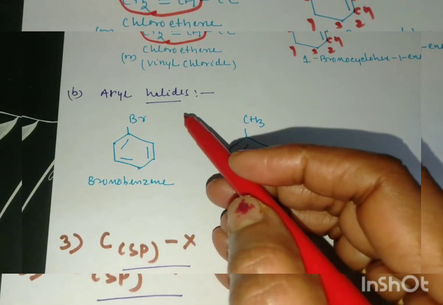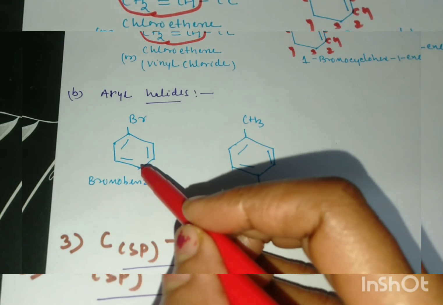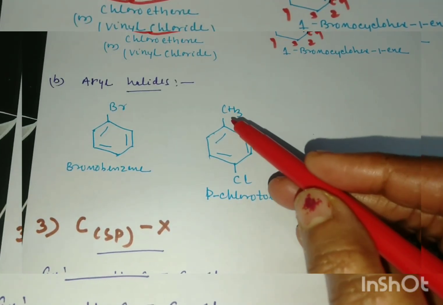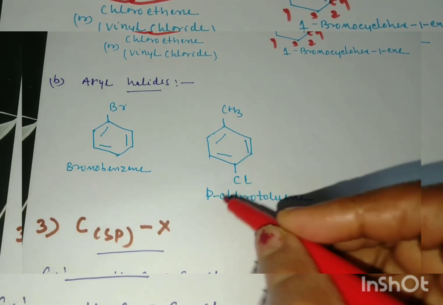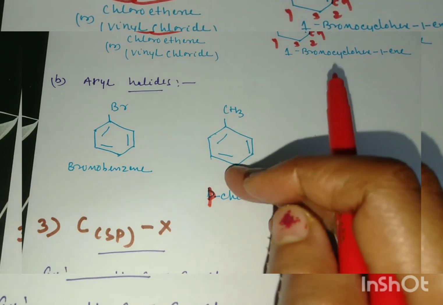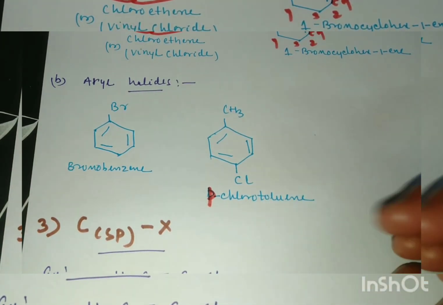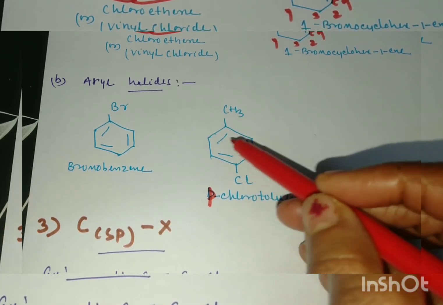Similarly, aryl halide means when halogen is directly attached to the aryl group. This is bromobenzene, and you can also write, if this is the 1 and 4 position, then chloro is attached to the para position. So what is it? It is your para chlorotoluene, because this one is the toluene group and chloro is attached to the para position. So this also is an example of aryl halide. The halogen is directly attached to the aryl group.